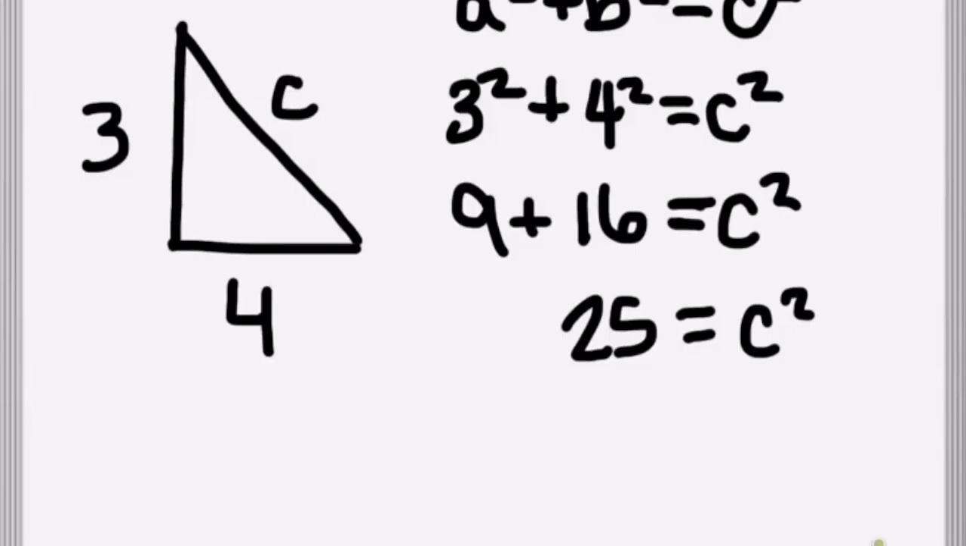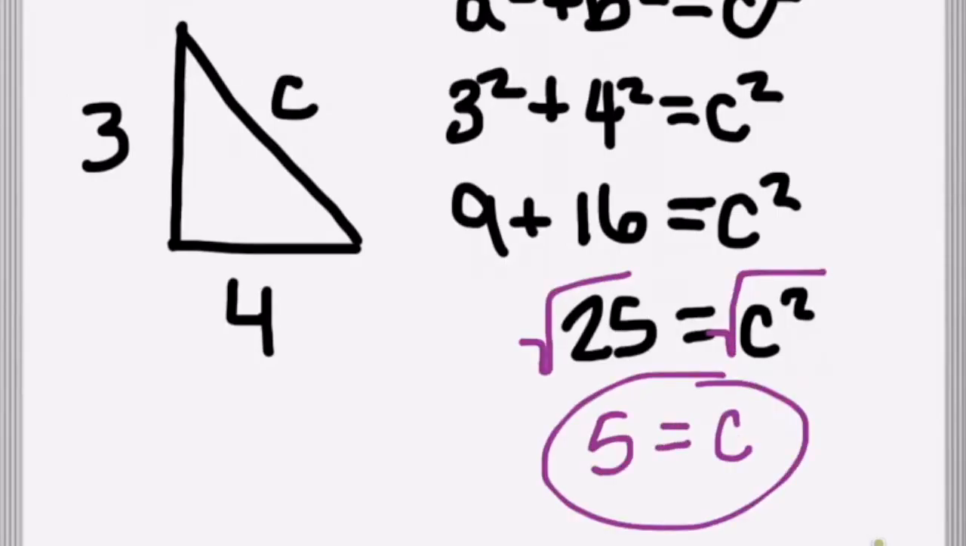and we get 25 equals c squared. So the square root of c squared will be c. So we take the square root of both, and we get 5 as our answer.